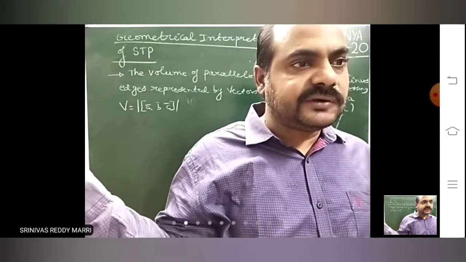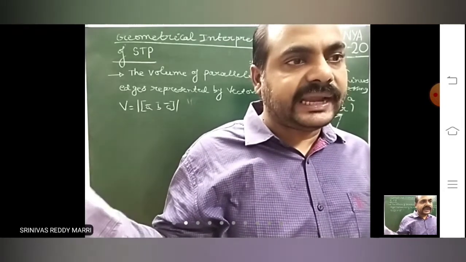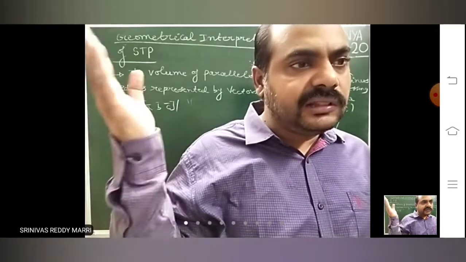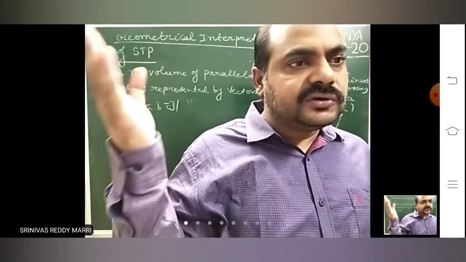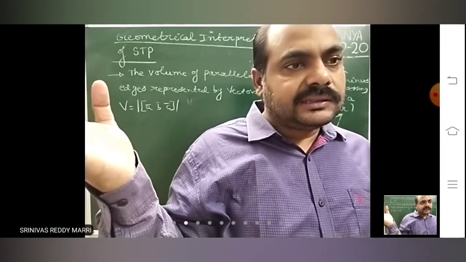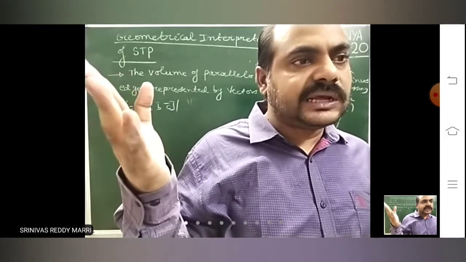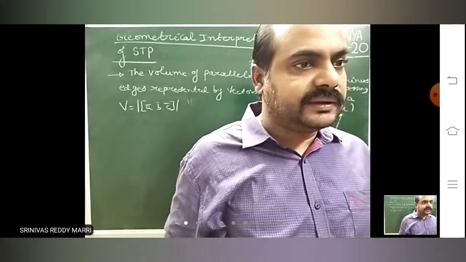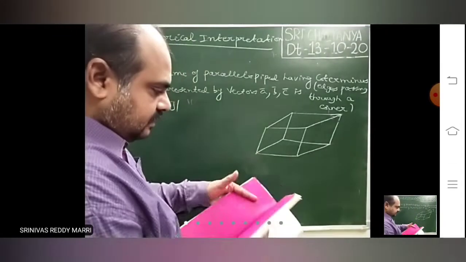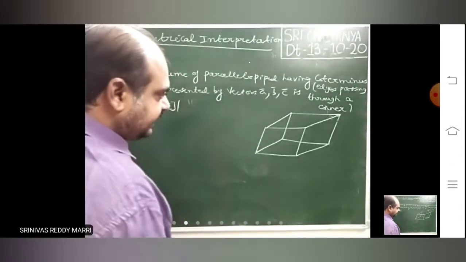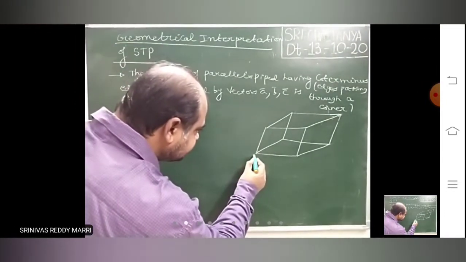If you observe, generally for a room the faces will be either squares or rectangles. If all those are squares, then it is a cube. If all those are rectangles, it is called a cuboid. If all those are parallelograms, it is called a parallelepiped. This is the diagram. I am indicating the faces like this.